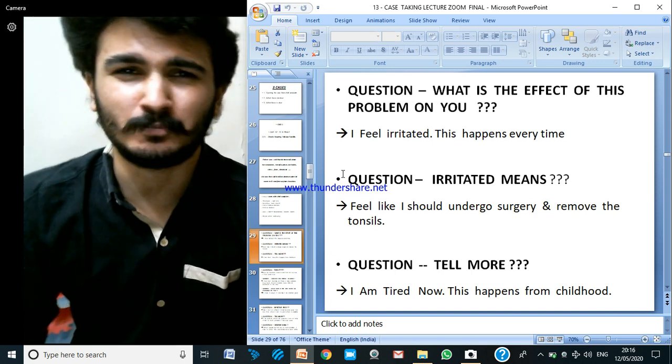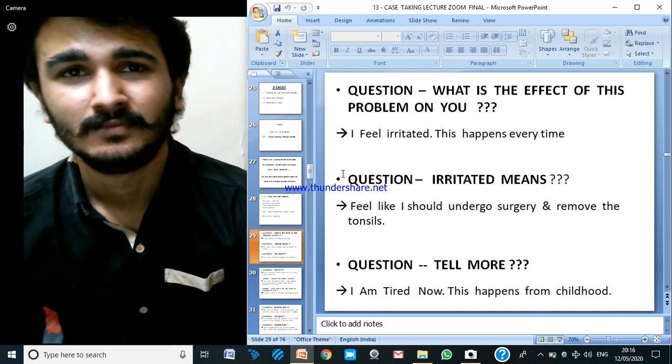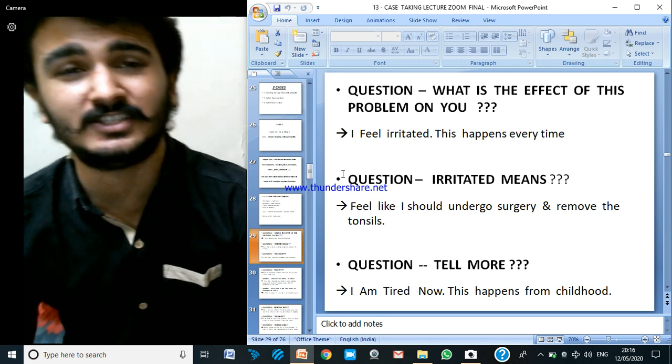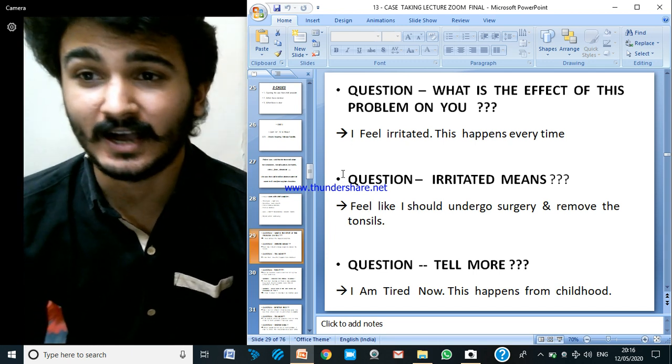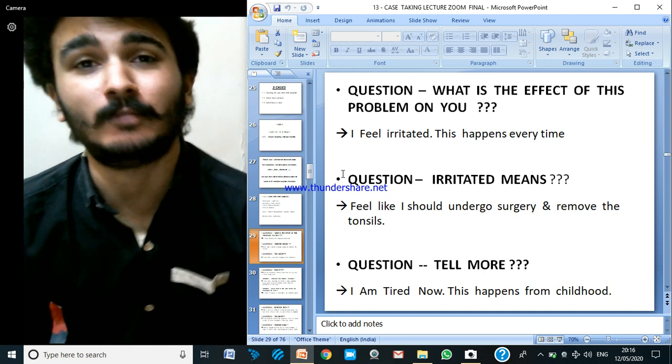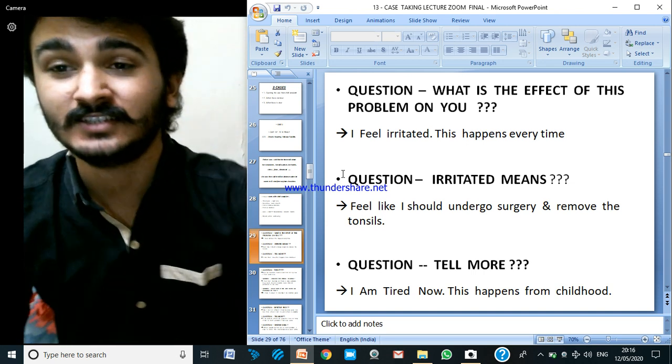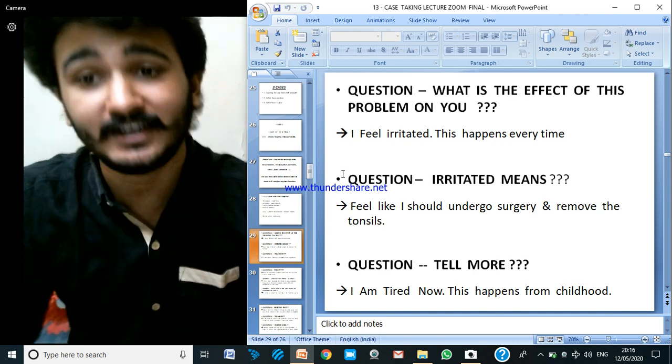Then she was silent after all this. She was in intense pain, so the energy was in pain. So I decided that here would be where the maximum energy can be. So I asked her, what is the effect of this problem on you? Now we can go in deeper. Okay. So she says, I feel irritated. This happens every time.